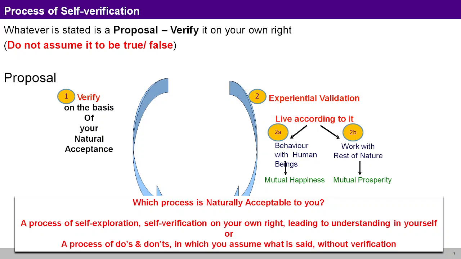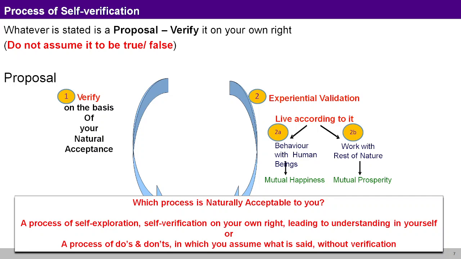A process of self-exploration, self-verification on your own right, leading to understanding in yourself, or a process of do's and don'ts in which you assume what is said without verification. Obviously, with a lot of explanation, we choose a process of self-exploration, self-verification on my own right, leading to understanding myself. So that is what everyone prefers. So that is naturally acceptable. So if you simply follow do's and don'ts, there won't be any harmony without understanding doing things.